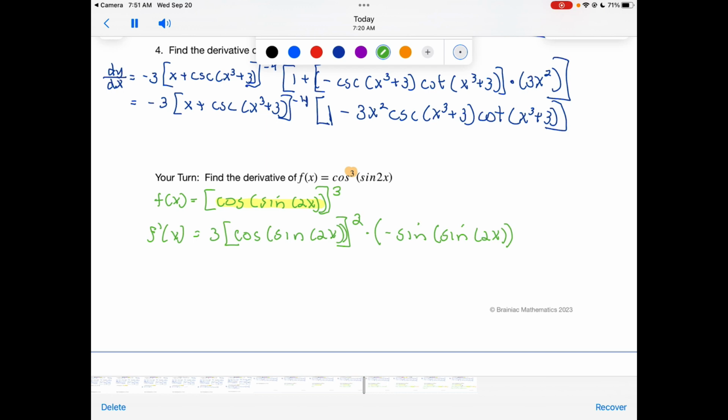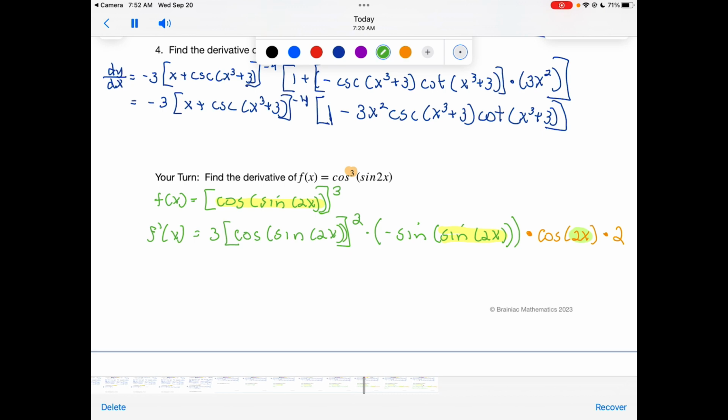And then inside this function, I have an inside function. So inside the sine function was the sine of 2x. So I need to multiply this by the derivative of that sine of 2x. The derivative of sine is cosine. So the derivative of sine of 2x will be cosine of 2x. And then I still have an inside function. Inside this cosine of 2x function is the 2x operation. So I need to times it by the derivative of 2x, which is 2. I finally finished all the links in the chain.